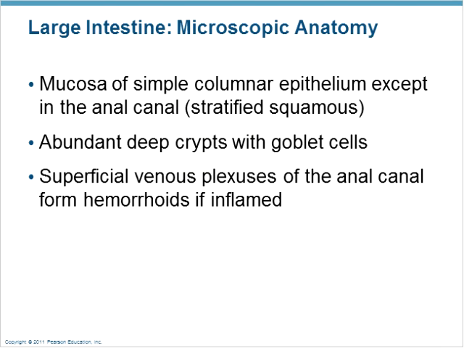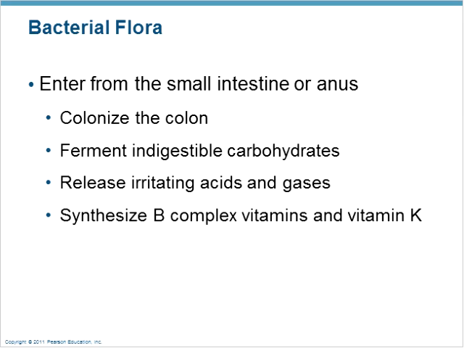The large intestine in microscopic anatomy includes mucosa, a simple columnar epithelium except in the anal canal, which is stratified squamous. It has many, many deep crypts and goblet cells, and superficial vein plexuses of the anal canal, which form the hemorrhoids if they're inflamed, so that's where they come from. The bacterial flora enter from the small intestine or the anus. They colonize the colon. They ferment indigestible carbohydrates. They release irritating acids and gases. They also synthesize B-complex vitamins and vitamin K.